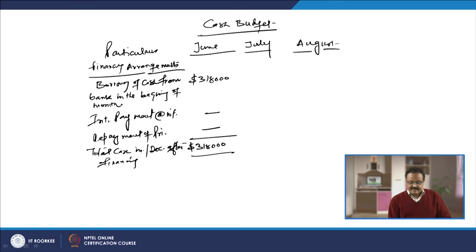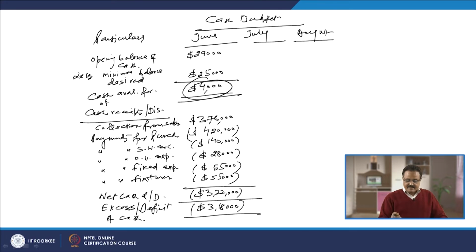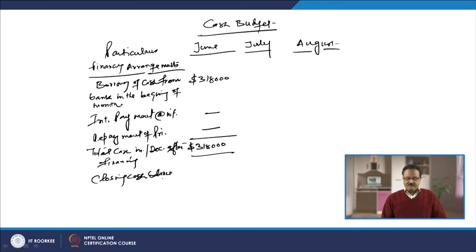And finally you have to put here, as the last amount, the closing cash balance. So how much is the closing cash balance now? We are borrowing from the bank, because if you go to the previous sheet, we had a shortfall of $318,000. We went to the bank and borrowed $318,000. We used that. So the total cash increase after financing is $318,000.